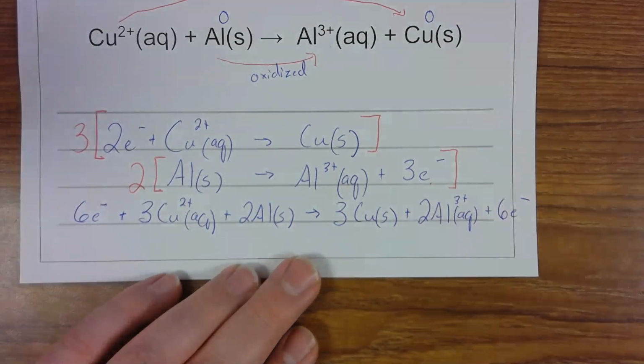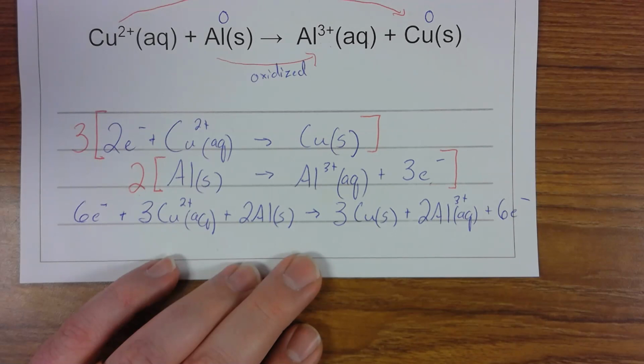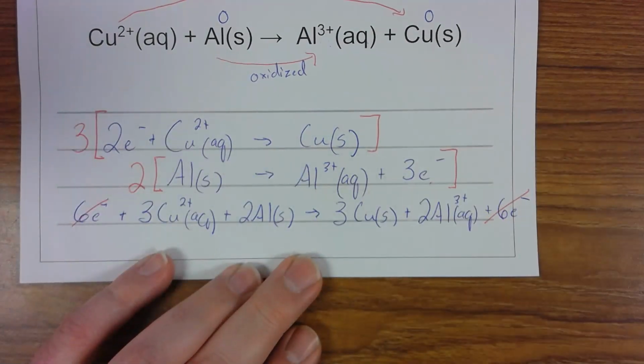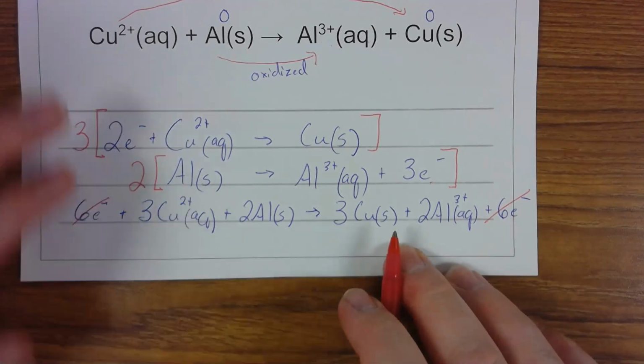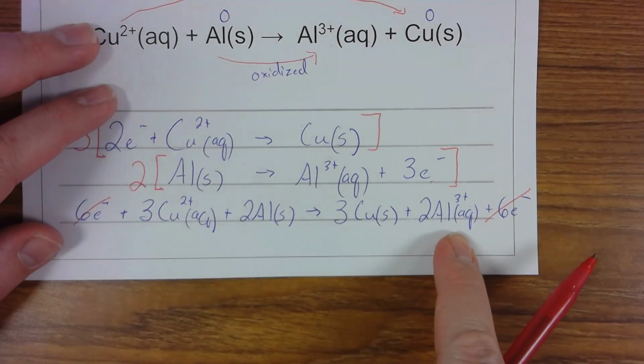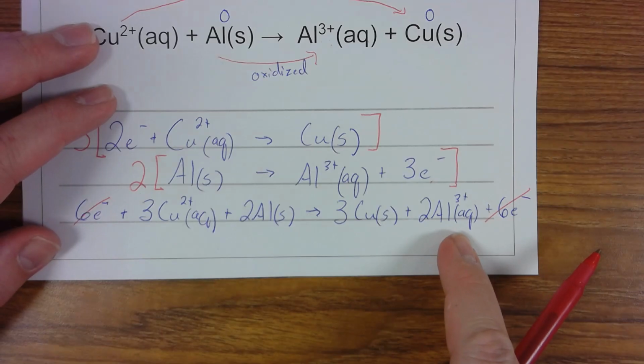And the final thing is eliminate those electrons. If you've done this right, the number of electrons should cancel out from the reactants and products, and what's left for starting with here and going across is your final answer. There is your balanced redox equation.